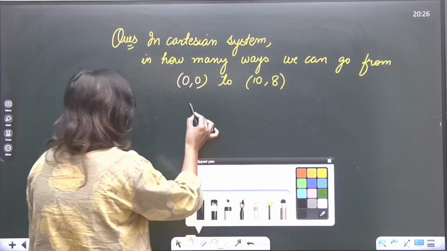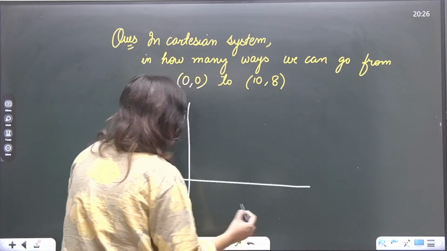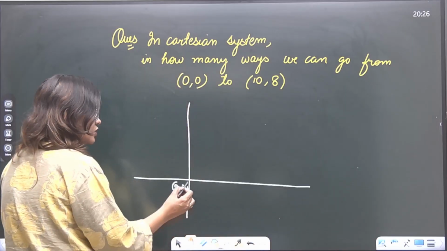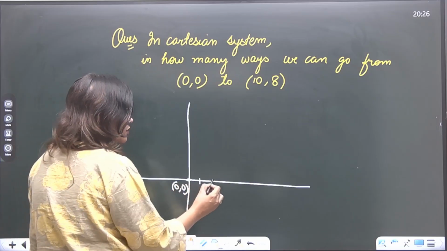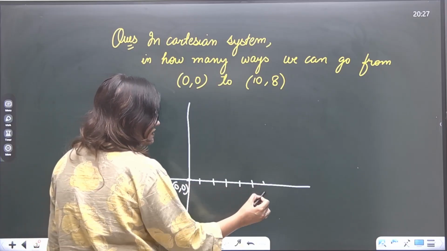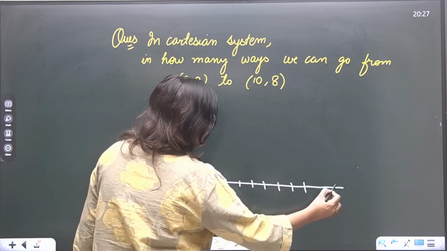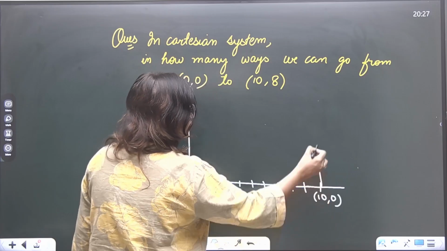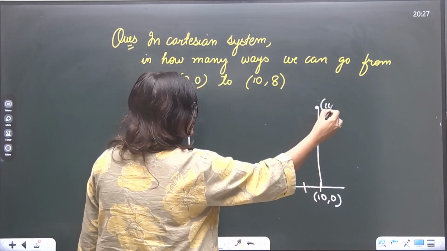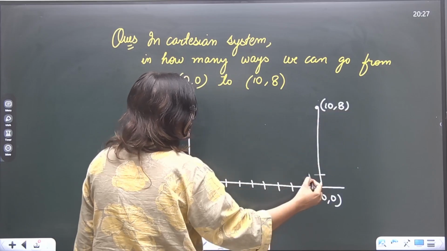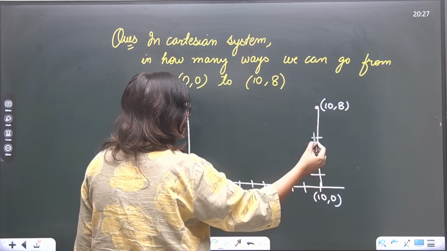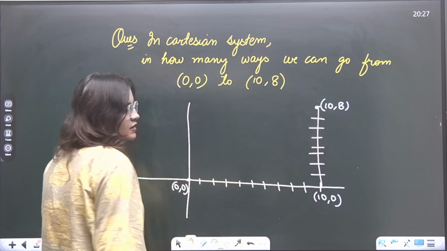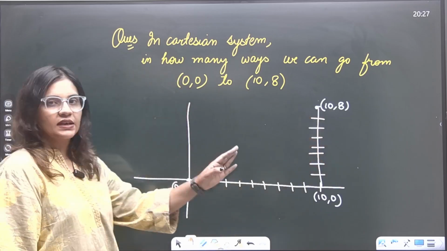Simple, you just make the Cartesian system. You know that this is 0 comma 0. 10 comma 8 will be 1, 2, 3, 4, 5, 6, 7, 8, 9 and 10. So this will be 10 comma 0. If you just move up, you will go to 10 comma 8. So basically 1, 2, 3, 4, 5, 6, 7 and 8. So this is the position in the Cartesian.